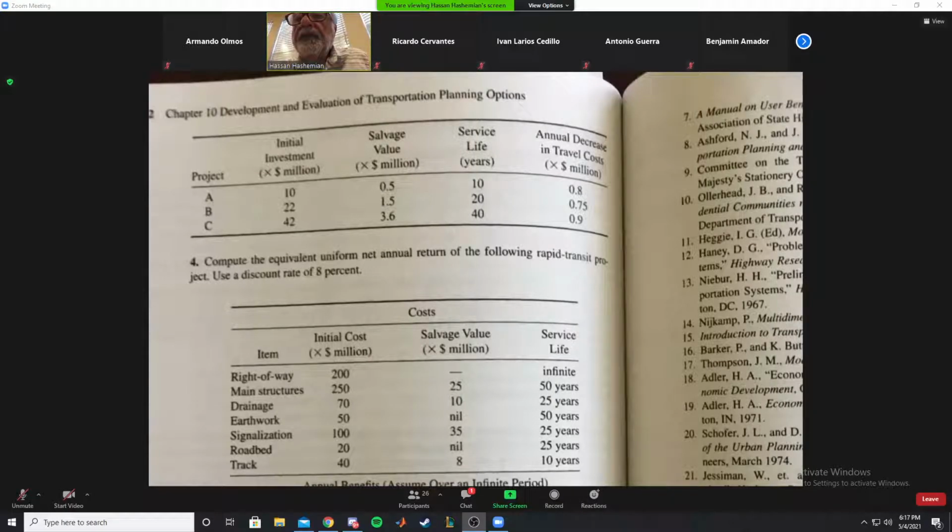Remember, you have to get these amounts on each project, the salvage value, and how long it's going to last. And the annual decrease in travel costs, that's the benefit. Because if you have the decrease in annual costs, that will give you the benefit. So 0.8, 0.75, and 0.9 will be your benefit. Okay, so let's go over that on the white page.